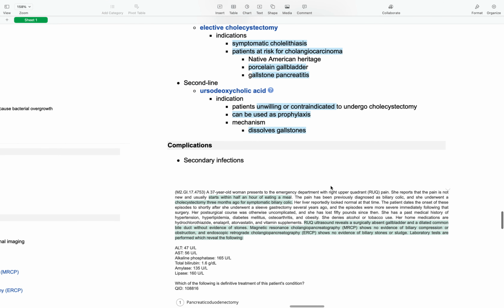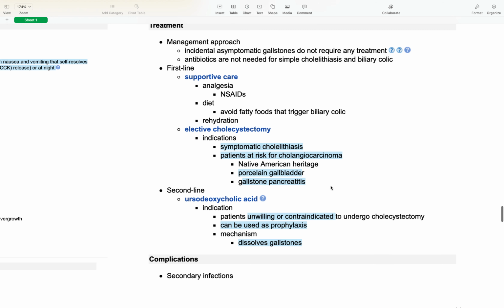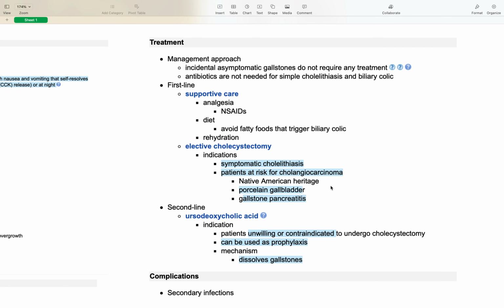Then how do you treat? This is the main area. Patients sometimes present with incidental asymptomatic gallstones who do not require any treatment. Or sometimes antibiotics are needed for simple cholelithiasis and biliary colic. Always the first line is addressing the pain, so you treat the pain with analgesics like NSAIDs, and diet is very important. You avoid fatty food that triggers biliary colic and rehydrate the patient.